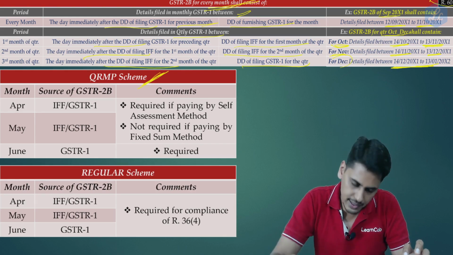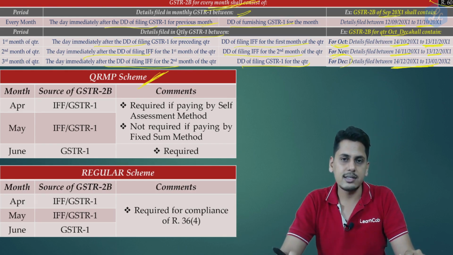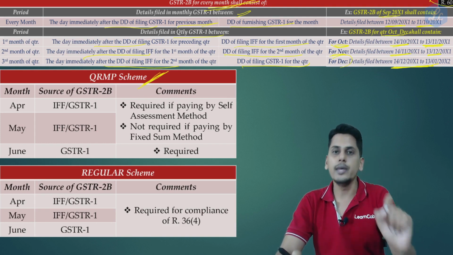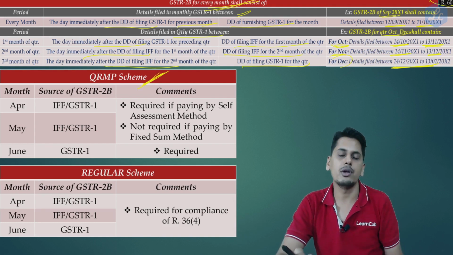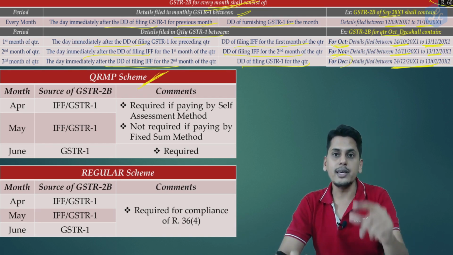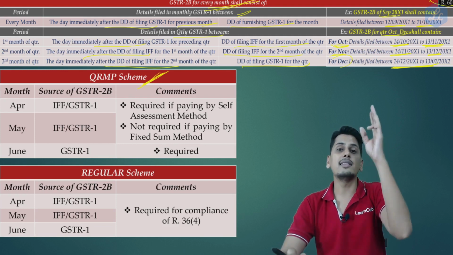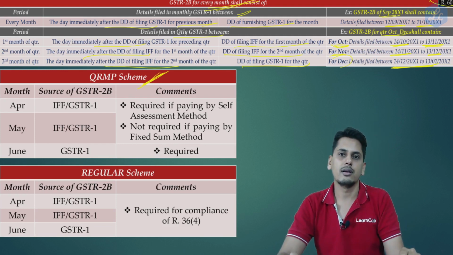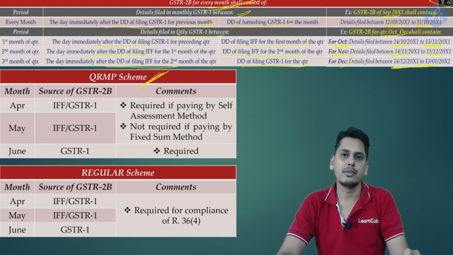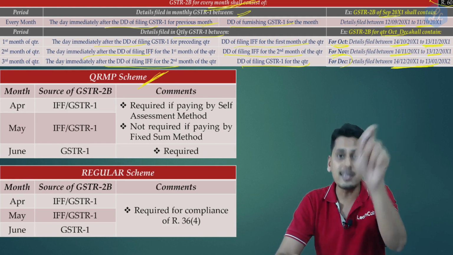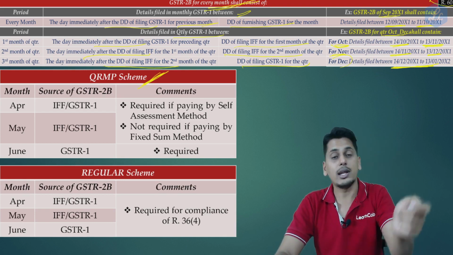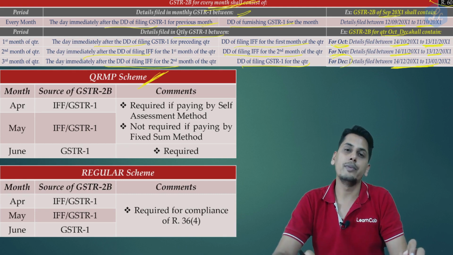So friends, the point we are discussing is how GSTR-2B is useful for a QRMP taxpayer. If he is operating under the self-assessment method, GSTR-2B is useful for the first month, second month and third month. For a QRMP taxpayer operating under the fixed sum method, to deposit the cash for the first month, 2B is not required. For the second month to deposit the cash, 2B is not required.